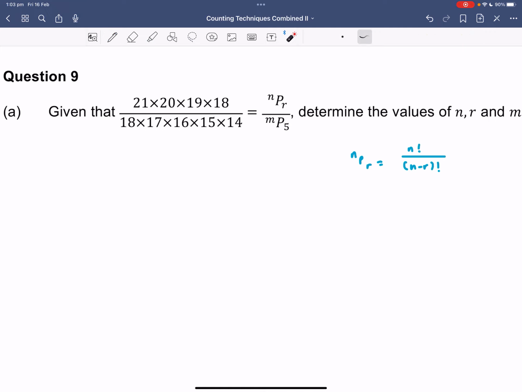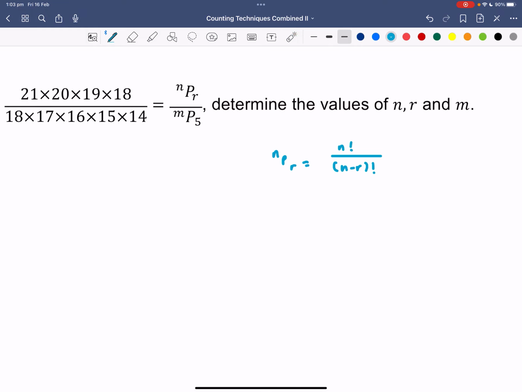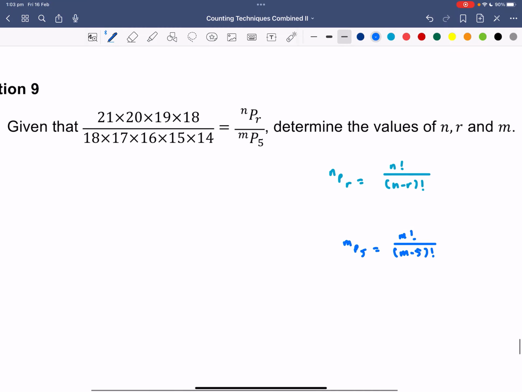So let's have a look. It says equals mP5, so that's going to be important. That's the only number that I really have, is mP5. So on the side, I'm just going to write down what mP5 is so I know what it has to look like. mP5 is m factorial on m take 5 factorial. Okay, so that's going to help. I know it has to have something take 5 factorial on the bottom.